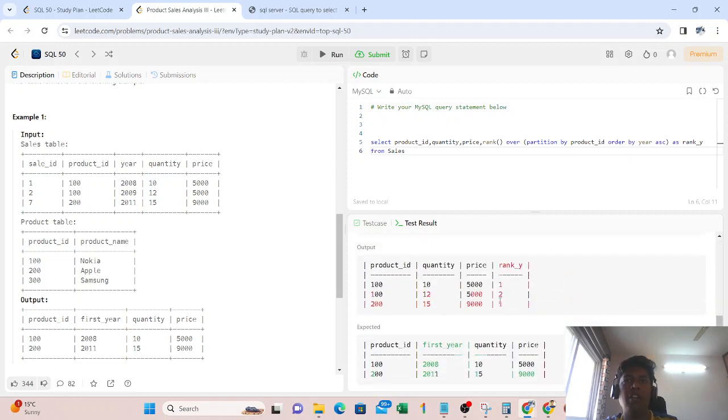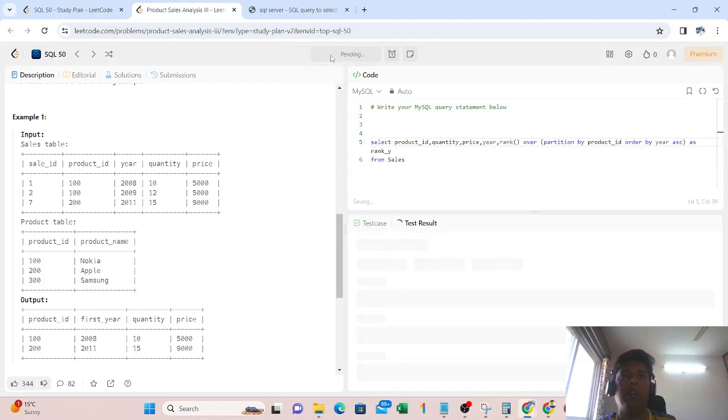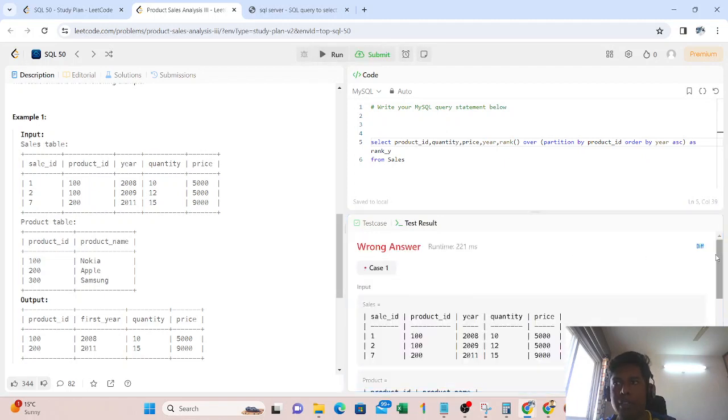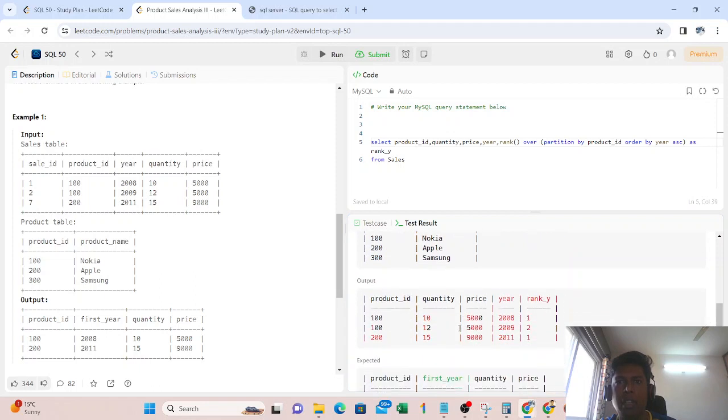See, we have divided every product ID into ranks according to the year. Let me select the year also, so it will give you a better understanding of how it has been ranked. See, 2008 has been given rank 1 and 2009 rank 2. So we have to take the year with rank 1.